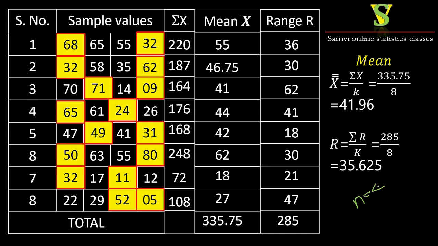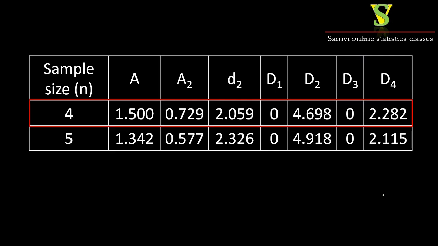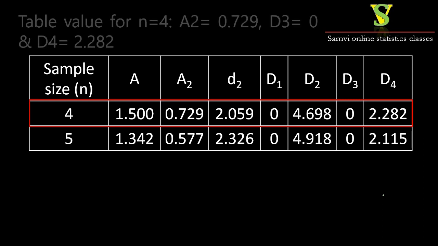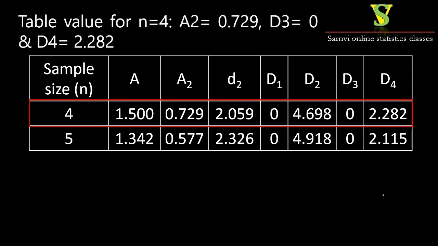So now we have to calculate the table value by referring this table. Sample size 4 you have to select here, and we have to find what is A2, what is D3 and D4. Here A2 is 0.729 and D3 is 0 and D4 is 2.282. So once you calculated the table value, the next step is finding the control limits.